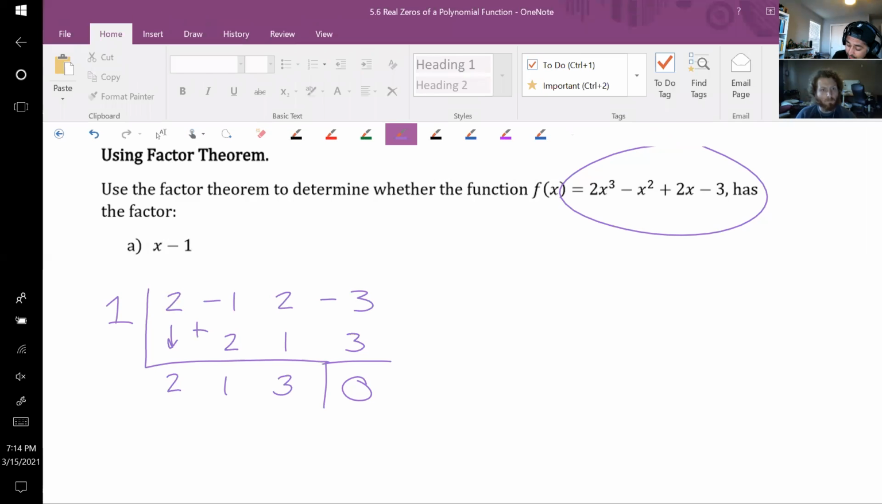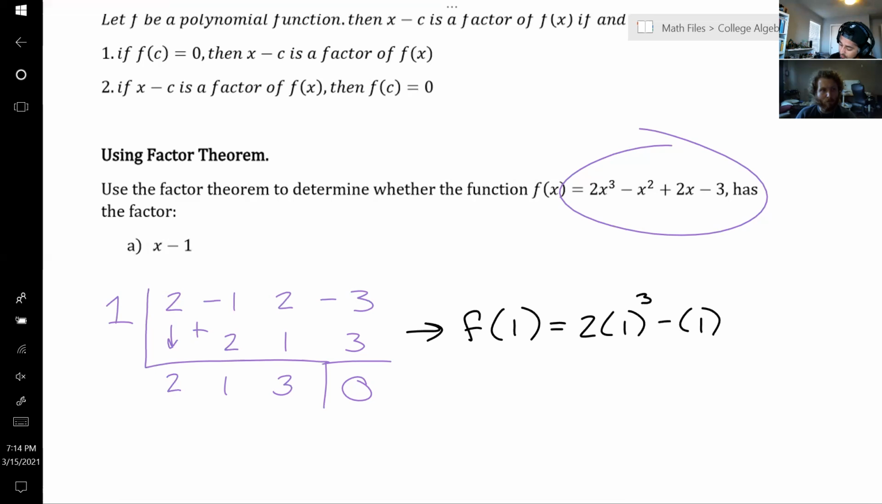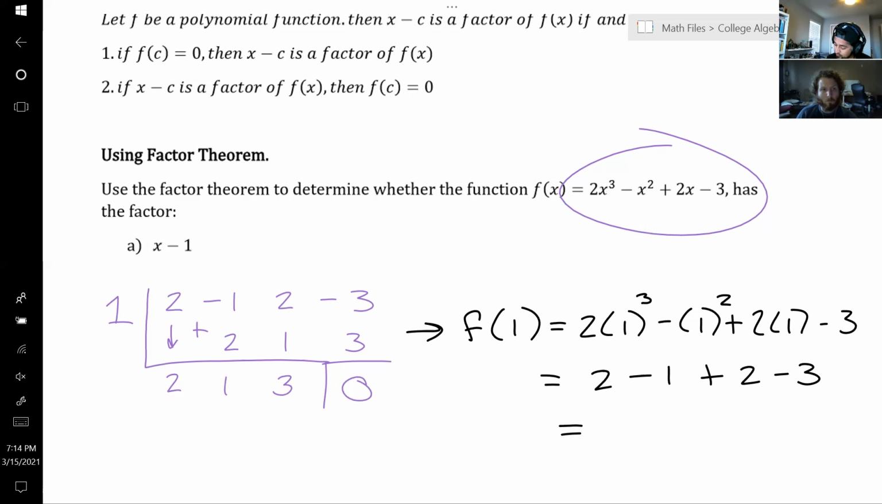But we can go ahead and use factor theorem to check that. So we can say f of 1, you'll get 2 times 1 cubed minus 1 squared plus 2 times 1 minus 3. And we'll just get 2 minus 1 plus 2 minus 3, which is going to give us 0. Checks out. And with that being said, since it checks out, we can say that x minus 1 is a factor of f of x.